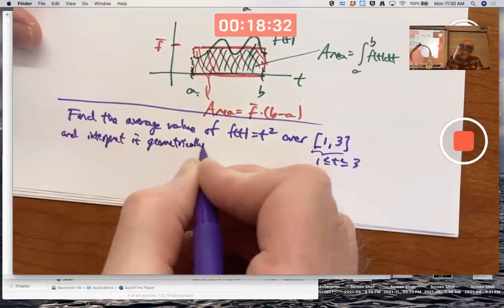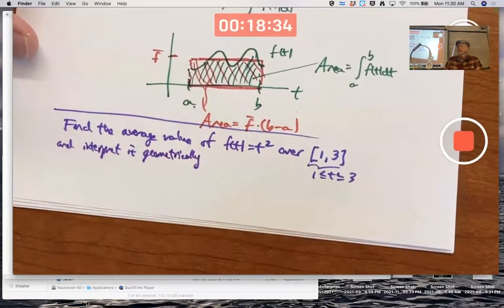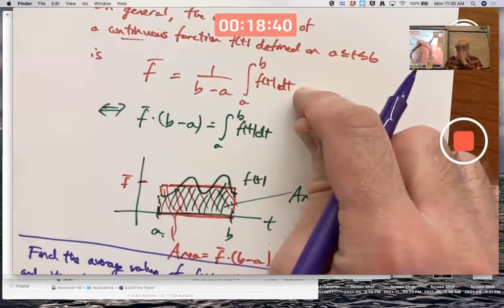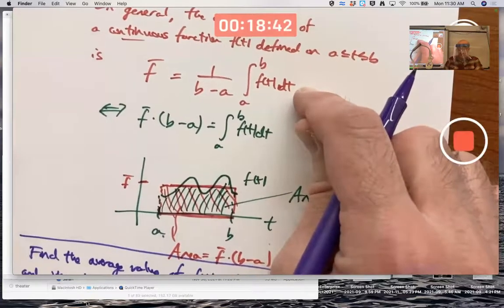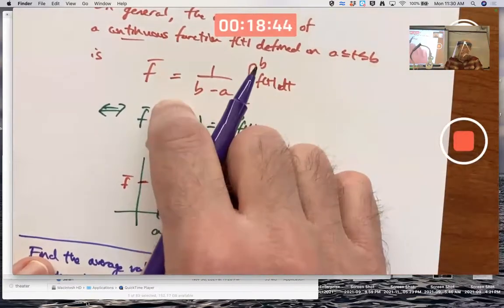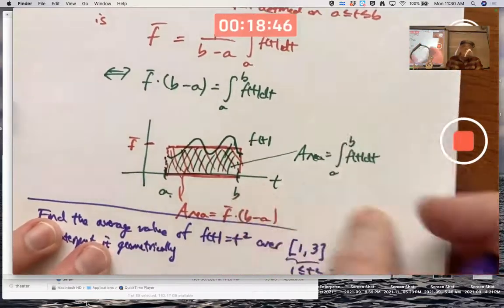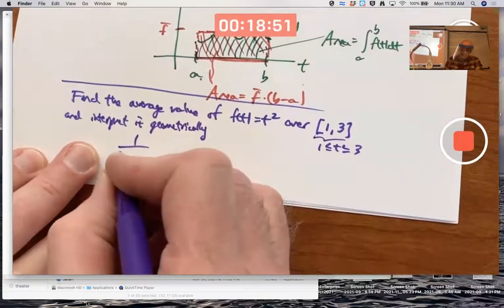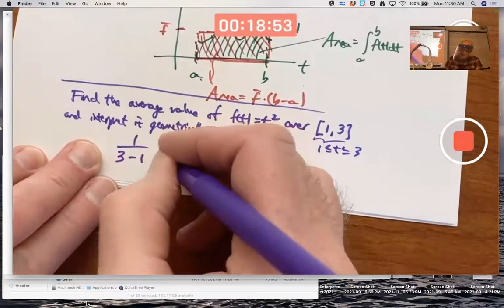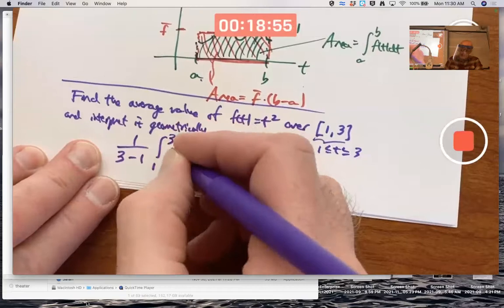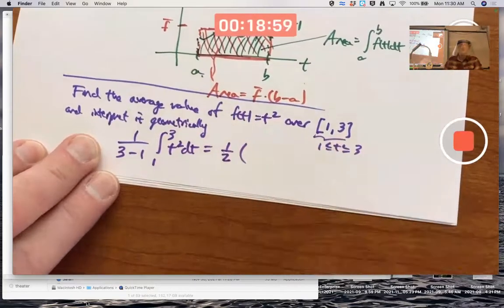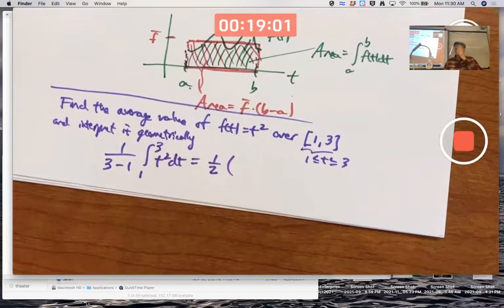As far as finding the average value goes, it's really easy. Okay, this is an easy problem. Just compute the integral, divide by b minus a. Or another way to say that is multiply by 1 over b minus a times the integral. 1 over b minus a, here a is 1, b is 3, is 1 over 3 minus 1 times the integral from 1 to 3 of t squared dt. That's 1/2 times, now use the fundamental theorem of calculus.